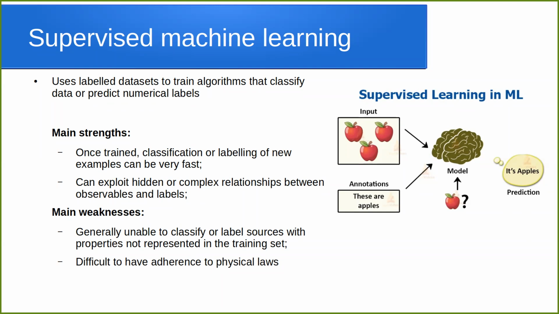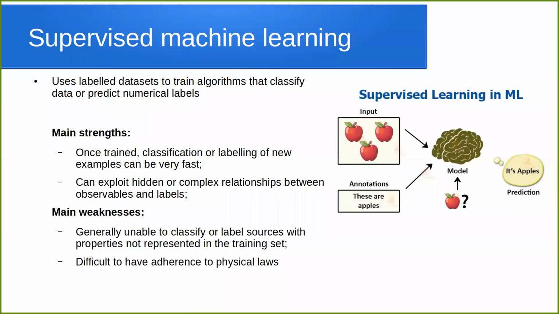So this little fun diagram is showing more or less how it works. So you have the input data, and then the labels, annotations, which tell your model that these are apples. And then when you show the model an apple, it knows to predict that it's an apple because it's seen the characteristics before.